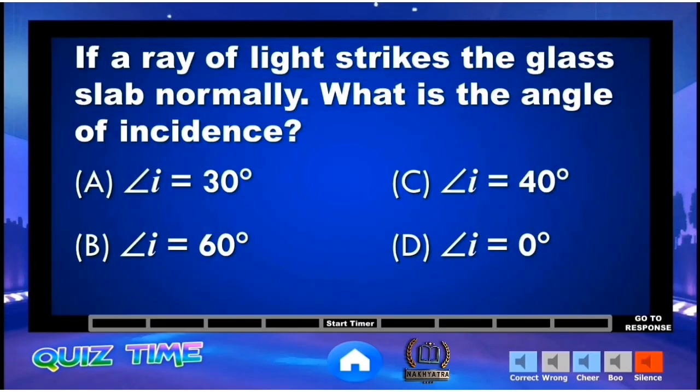Now let us see the second question. If a ray of light strikes the glass slab normally, what is the angle of incidence? So options are option A, angle I equal to 30 degree, option B, angle I equal to 60 degree, option C, angle I equal to 40 degree, and option D, angle I equal to 0 degree. So guys, your time starts now.